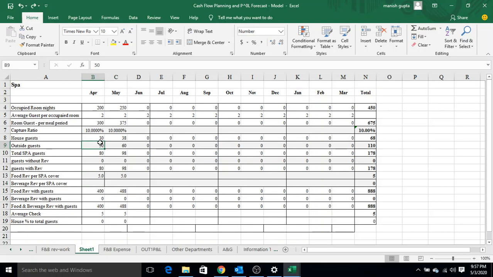I will give you this Excel file, so you can modify it. You can use the ready-made templates available here, and you can customize them as per your hotel requirements.